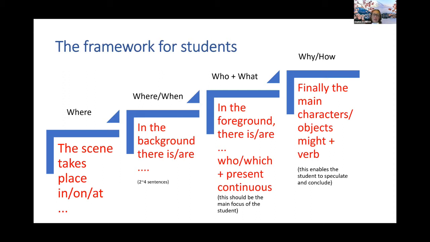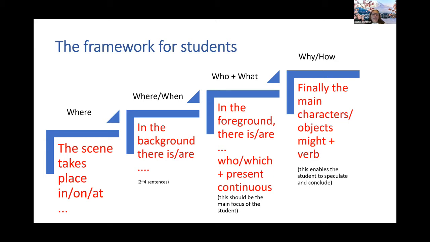what's happening in the foreground. So again, I tell my students, please just always start with, "In the foreground, there is," or "there are," characters, whatever, and then a relative pronoun, who or which, plus a present continuous.